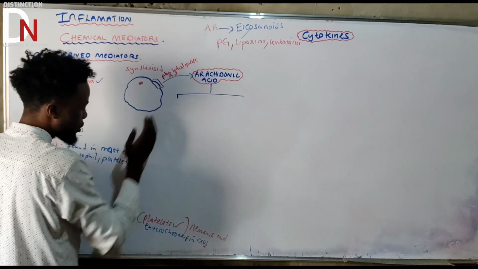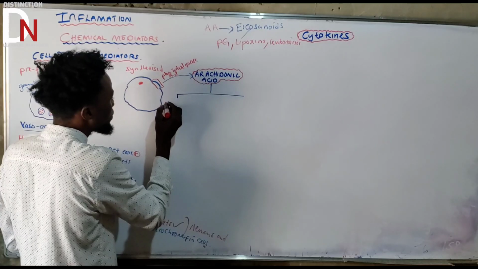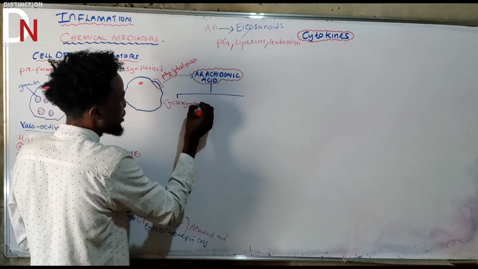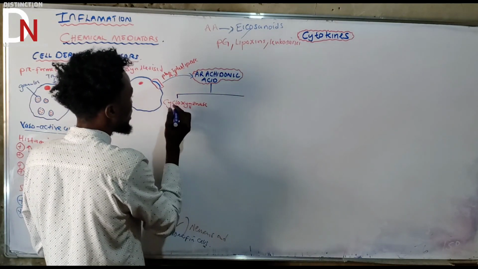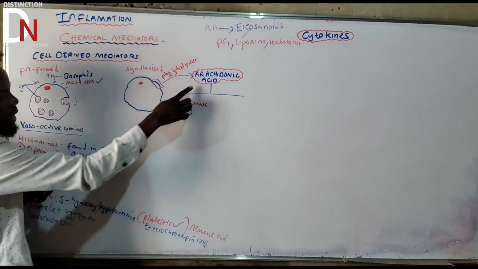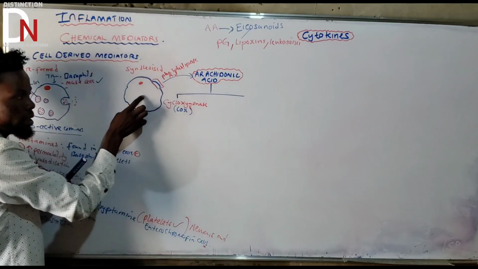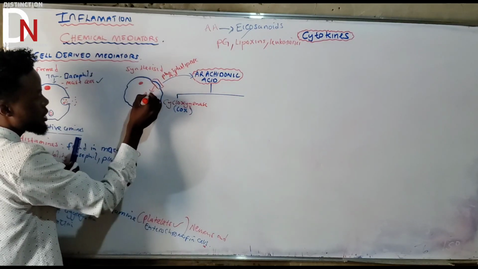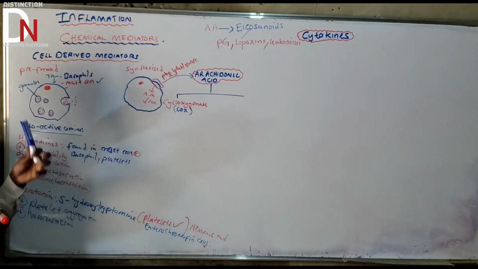Then it's going to be broken down by something that we need to know, which we call cyclooxygenase. Cyclooxygenase, we call it COX. So let's put it in brackets as COX. This arachidonic acid, the moment it is there, I'm not saying it will go outside, it will be within the cell. It's just broken down like that. So this is arachidonic acid, then it's going to be broken down by COX.